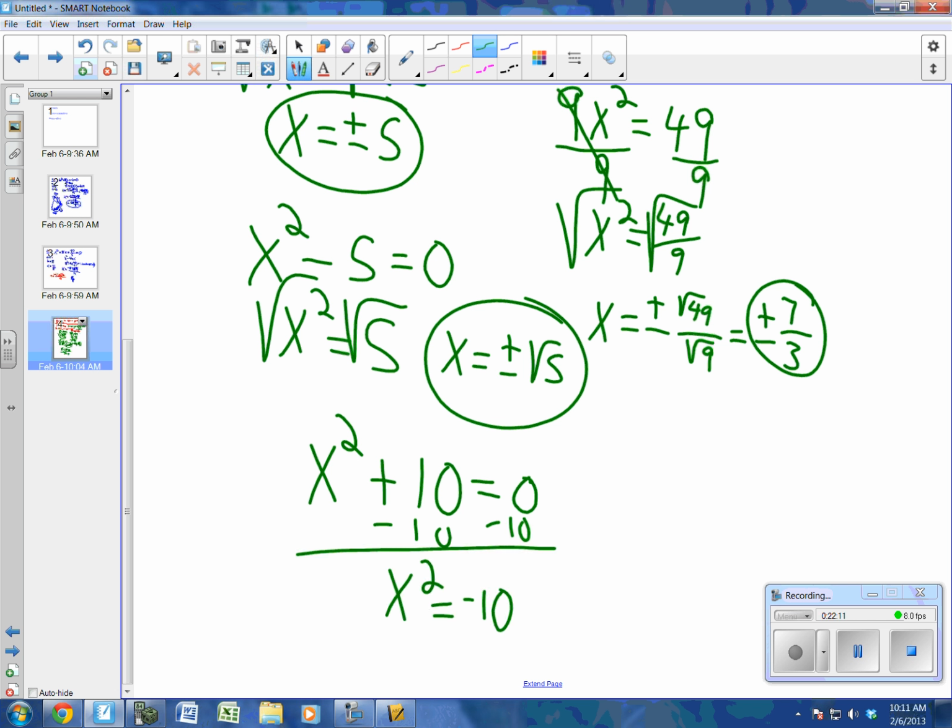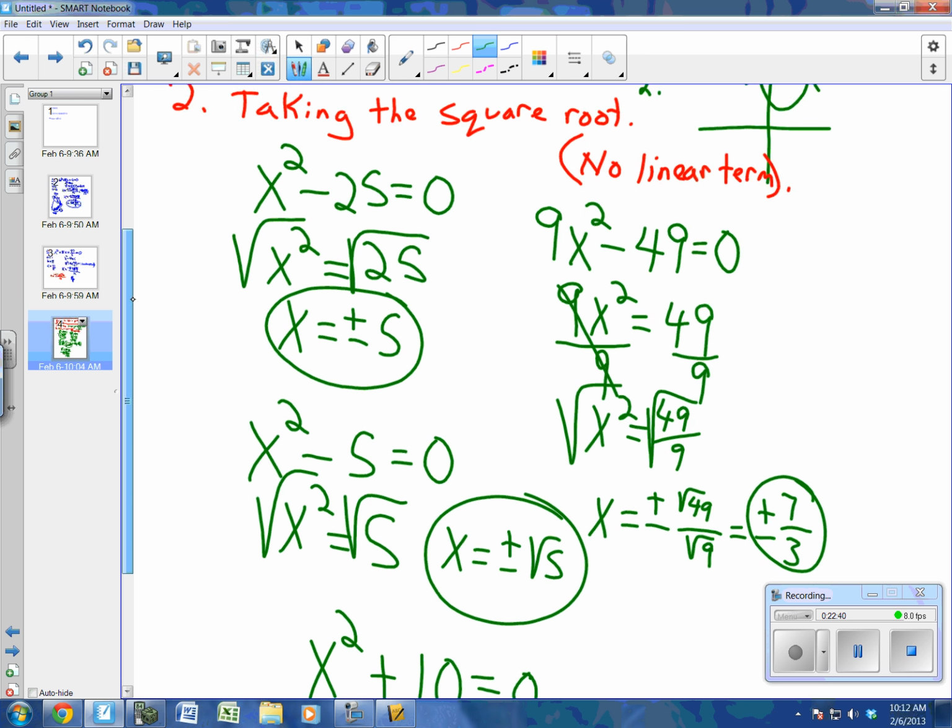And then I take the square root of both sides. And I get x equals plus or minus i square root of 10, right? Do you guys understand how I got i square root of 10? Because I was taking the square root of a negative number, so it's i. 10 doesn't simplify, so it's i square root 10. We got that? Okay, now, I got to go back to the top of this.